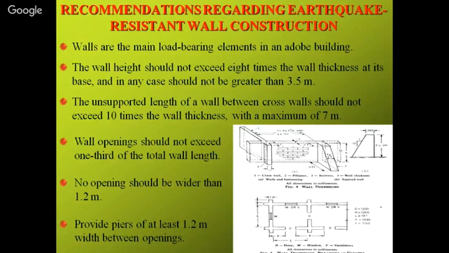The wall opening should not exceed 1/3 of the total wall length. No opening should be wider than 1.2 meters. 1.2 meters is the maximum opening. Provide piers at least 1.2 meters wide between the openings. If you have an opening larger than 1.2 meters, then you need to provide a pier between the openings.